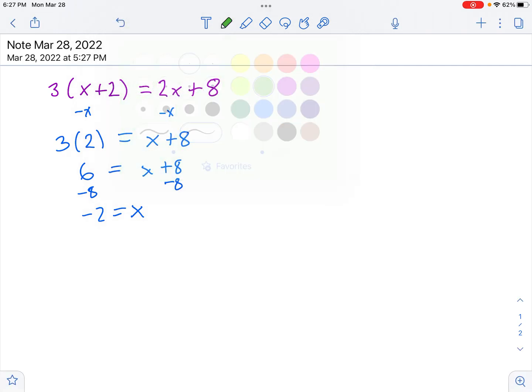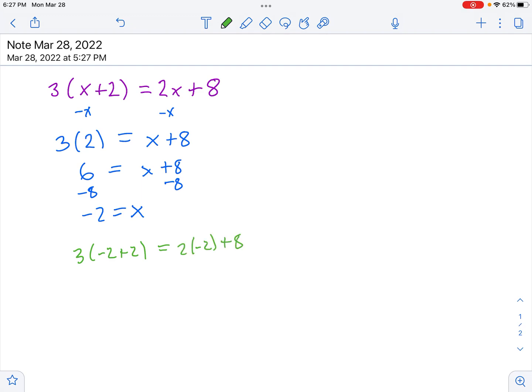If I try to substitute negative 2, 3 times negative 2 plus 2 equals 2 times negative 2 plus 8. Over here we have negative 2 plus 2. Well, that's 0. 3 times 0 equals 2 times negative 2 is negative 4. Negative 4 plus 8. So we get 0 equals 4. Clearly not correct. So this is not right, right? Subtracting x from both sides doesn't work. So let's talk about what actually is happening here.